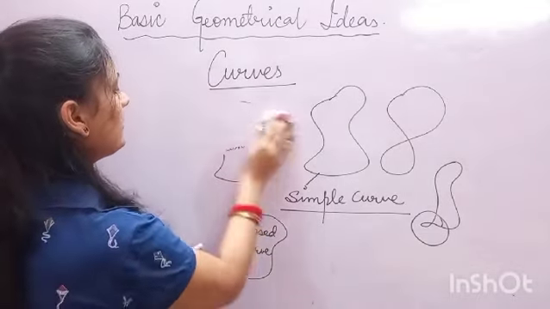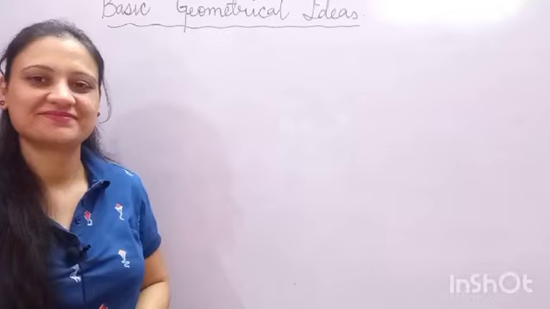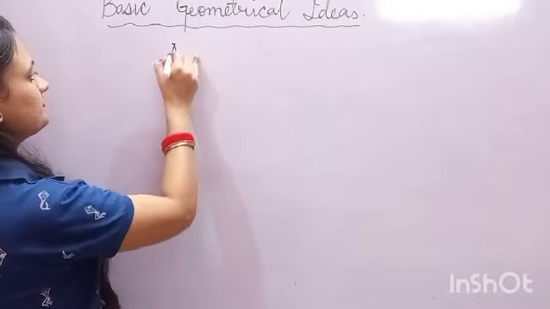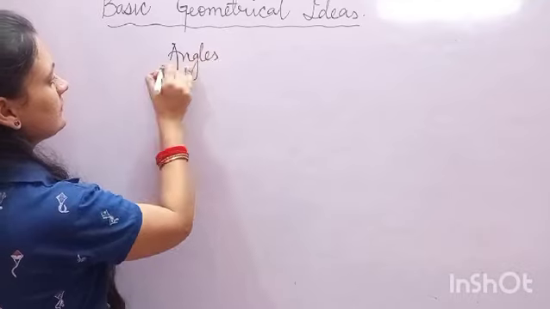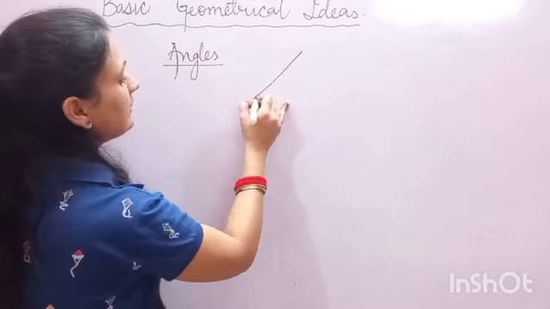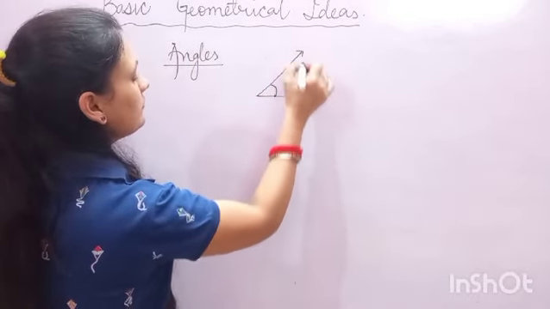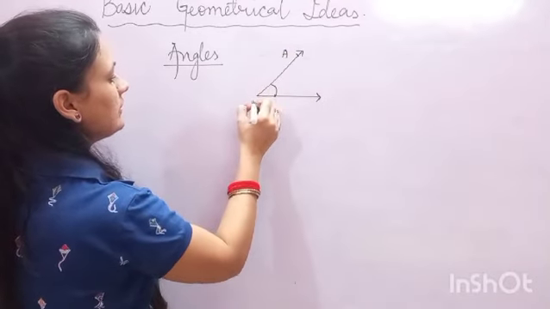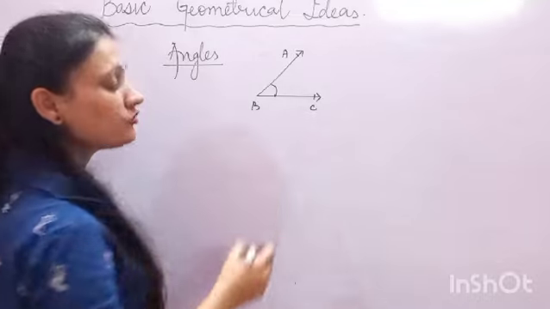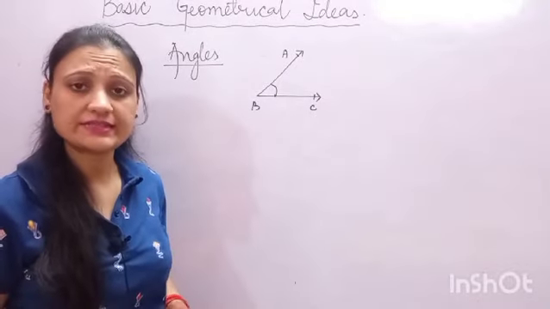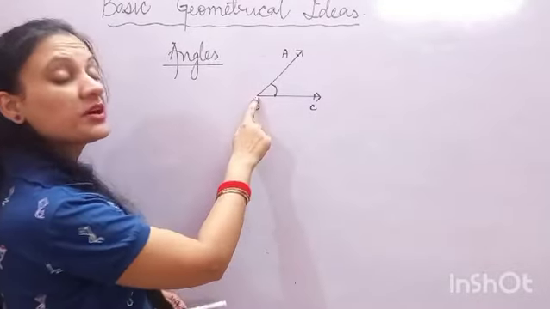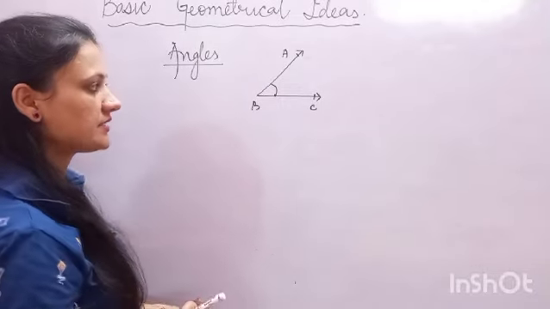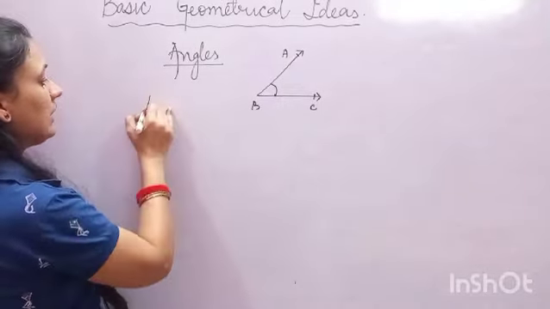Now next, an important topic: let's understand angles. So what is an angle? How is an angle formed? Let us name it, say angle ABC. When two rays or line segments start from a common point, they form an angle. Let's understand the arms of an angle.